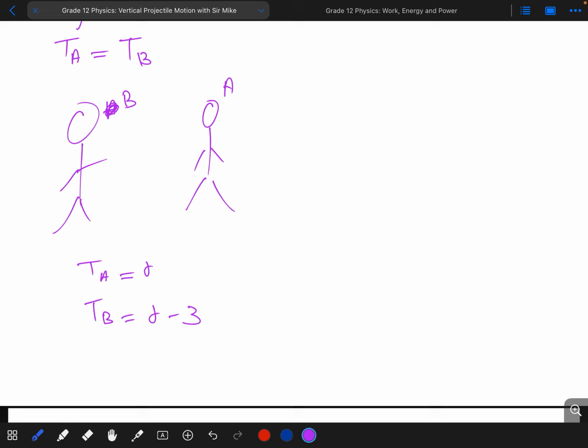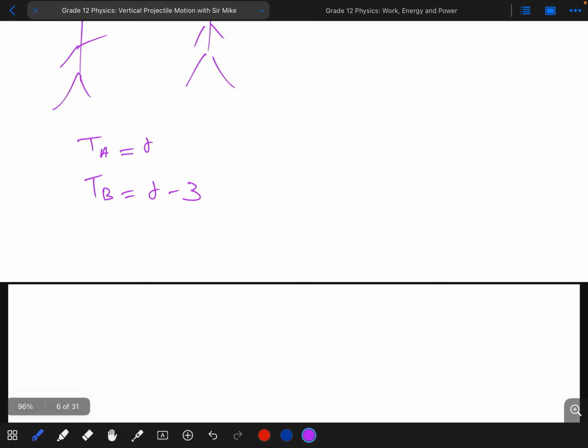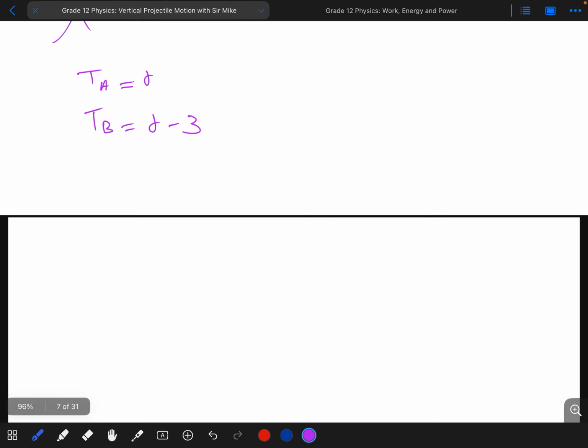So if we have object A, and object B rather, that was projected 0.5 seconds later after object A, then that would simply mean that whatever time ball A has, ball B would simply be 0.5 seconds less for as long as both of them are still in motion. So if object A has been in motion for t seconds, that simply means that object B would be in motion for t minus 0.5 seconds. So keep this in mind.